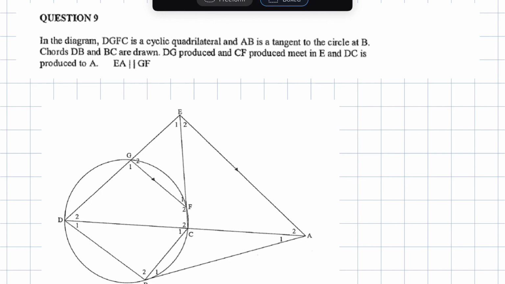In this video, we will look at a Euclidean geometry question from one of the past papers. Okay, let's look at the question. In the diagram, DGFC is a cyclic quad. So we'll go ahead and highlight that cyclic quad. So it's DGFC.